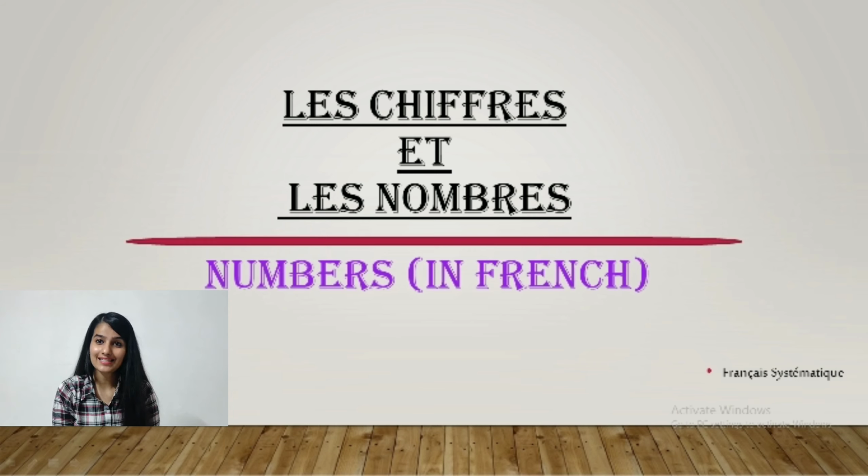Les chiffres are single digit numbers, and when we talk about les nombres, they are any number which is not single digit. So it can be double digit, 3-digit number, or like 4-digit, 5-digit. So let's now quickly start with numbers.